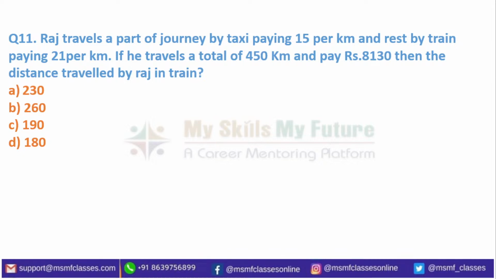Raj travels a part of the journey by taxi paying 15 per kilometer and the rest by train paying 21 per kilometer. If he travels a total of 450 kilometers and pays rupees 8130, then the distance traveled by train is?